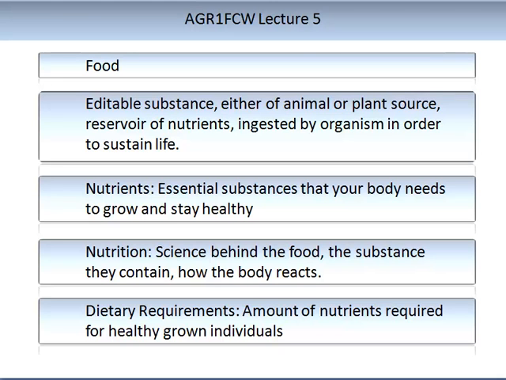Nutrients is an essential substance that your body needs to grow and stay healthy. Nutrition is the science behind the food and the substances they contain. It details and tries to understand how the body reacts and uses these substances. And finally, dietary requirements are the amount of nutrients that are required for an individual to be healthy.